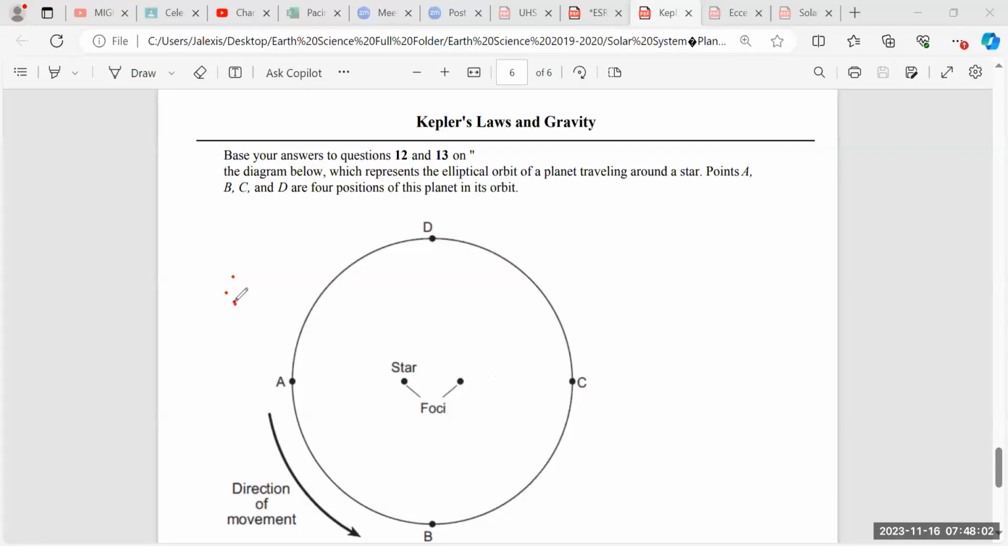All right, number 12. It says based on the diagram below, answer questions 12 and 13. So automatically, we always have this issue from time to time. This diagram right here is focusing on 12 and 13. On the diagram below, which represents the elliptical orbit of a planet traveling around a star, points A, B, C, and D are four positions of this planet. All right, so let's take a look at 12.